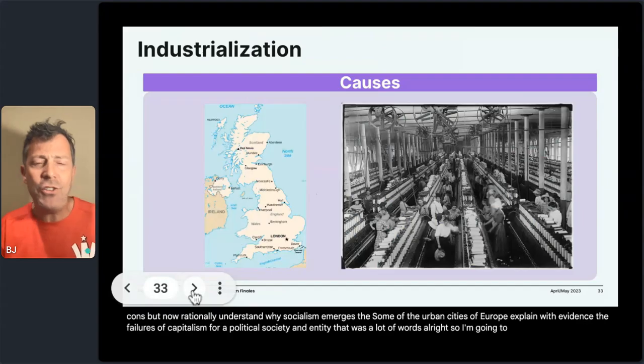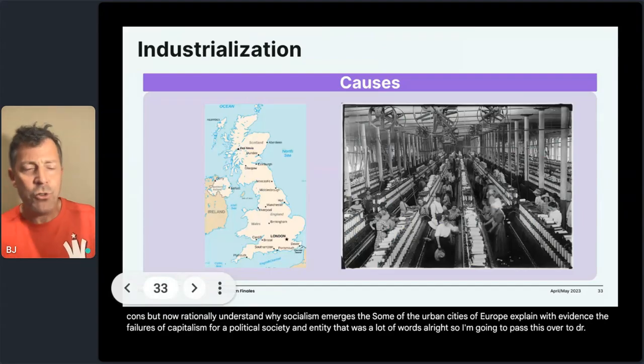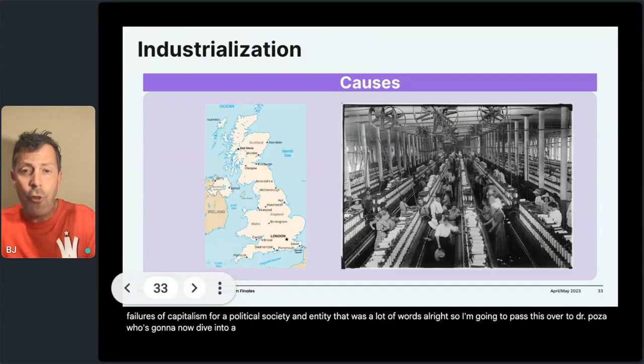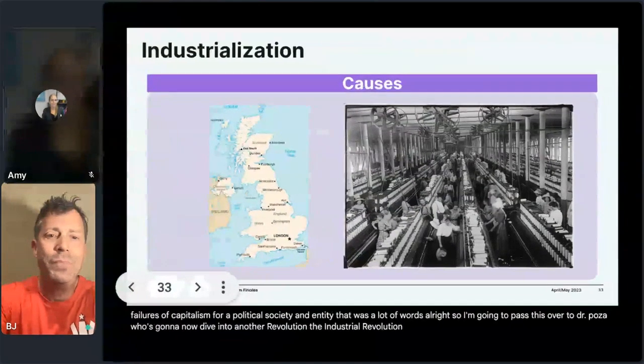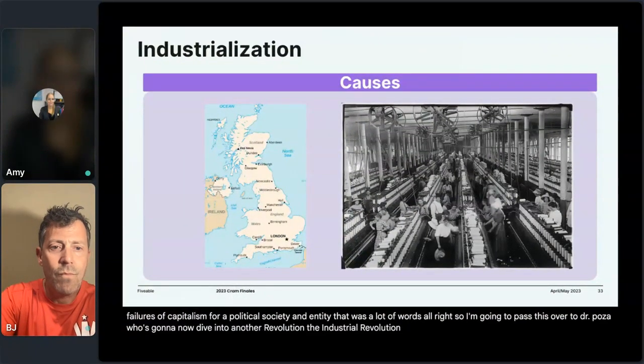All right, so I'm going to pass this over to Dr. Posa, who's going to now dive into another revolution, the Industrial Revolution.